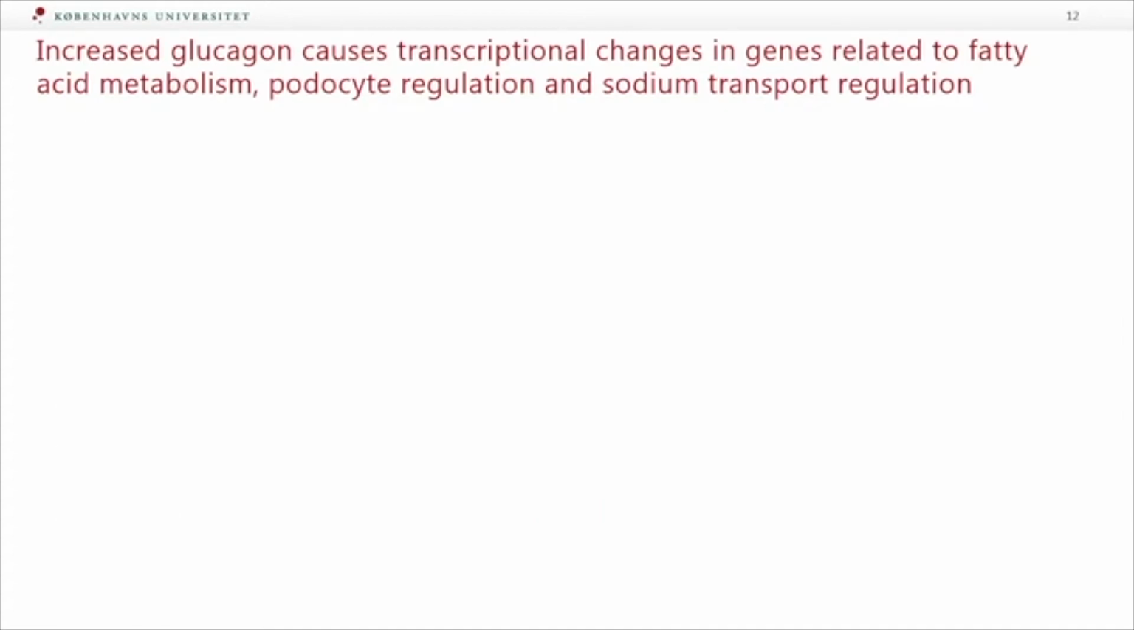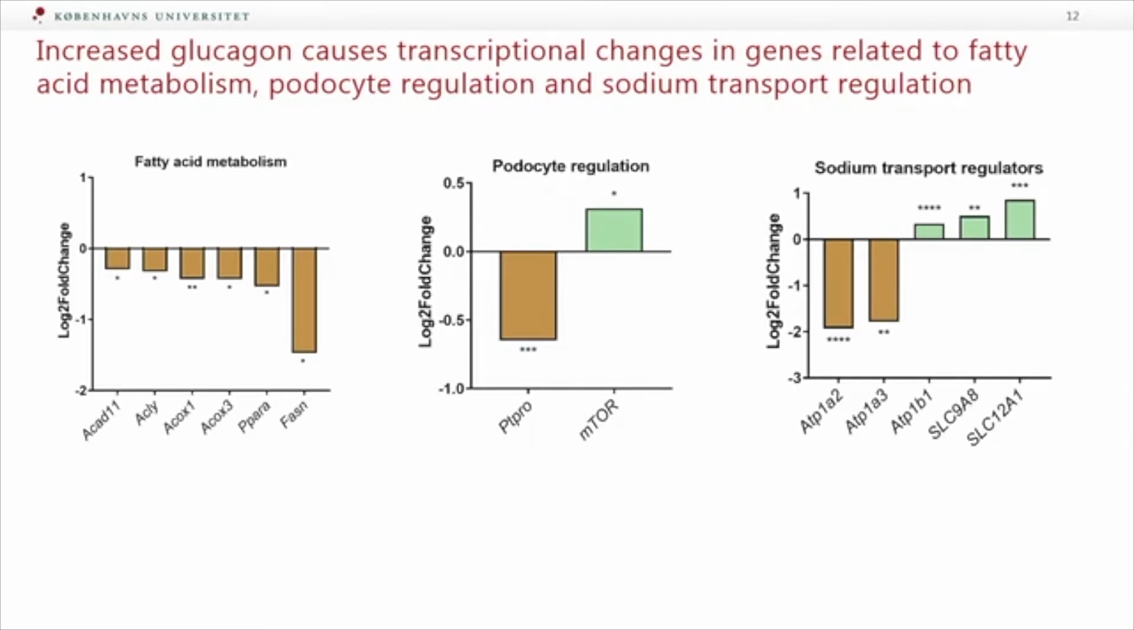So to examine transcriptional level changes in the kidney tissue and to look further into the molecular mechanism underlying the observed effect of especially increased albuminuria, but also the histomorphological changes, we performed RNA sequencing of the whole kidney tissues. And of relevant changes, we found significant changes in the fatty acid metabolism, in podocyte regulation, but also in sodium transport regulators.